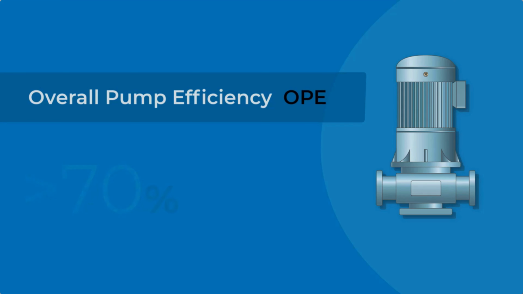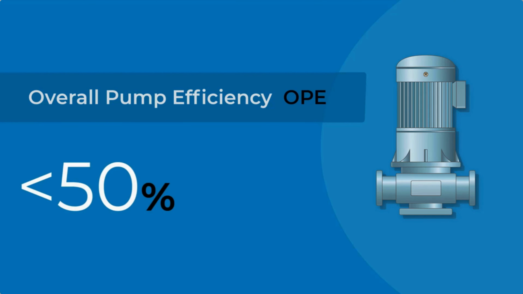Sometimes pumps can get worn out from sand or other items and can still produce enough pressure. So it may have an OPE below 50%, which means more than half of the electricity you're paying for is essentially just heating your water rather than moving it where you want it.